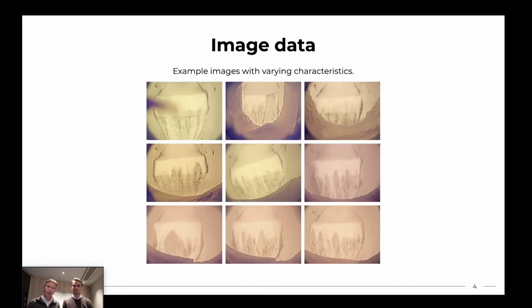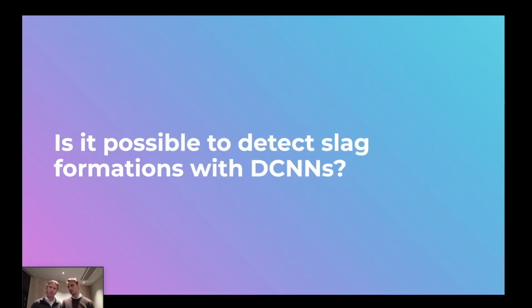This is the image data, some example images with varying characteristics. It shows how there's different lighting, a slightly different angle, and there's also this edge surrounding that obstructs the view of the camera. So we wanted to research if it would be possible to measure the amount of slag formations with deep convolutional neural networks, which have been used successfully in previous works in other applications.